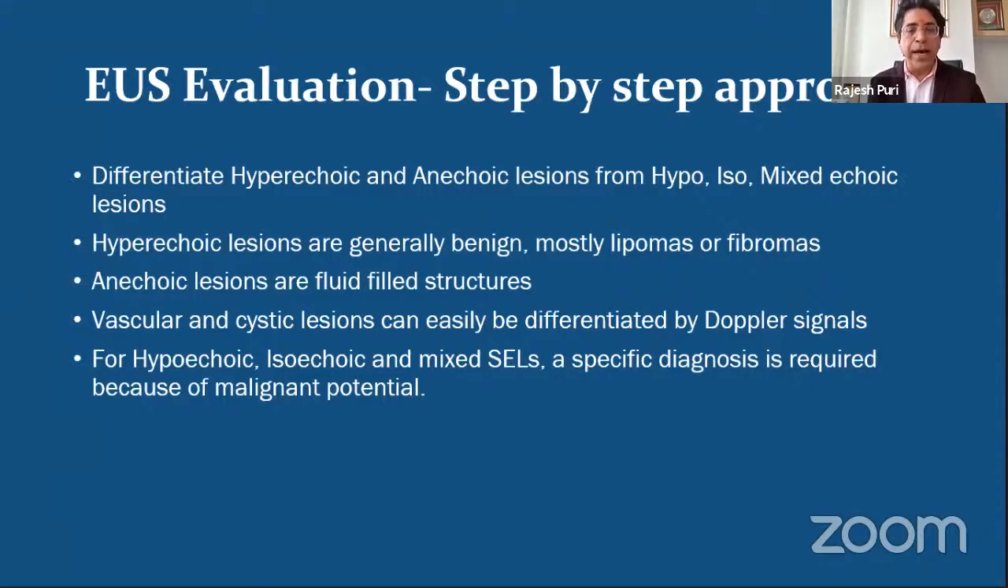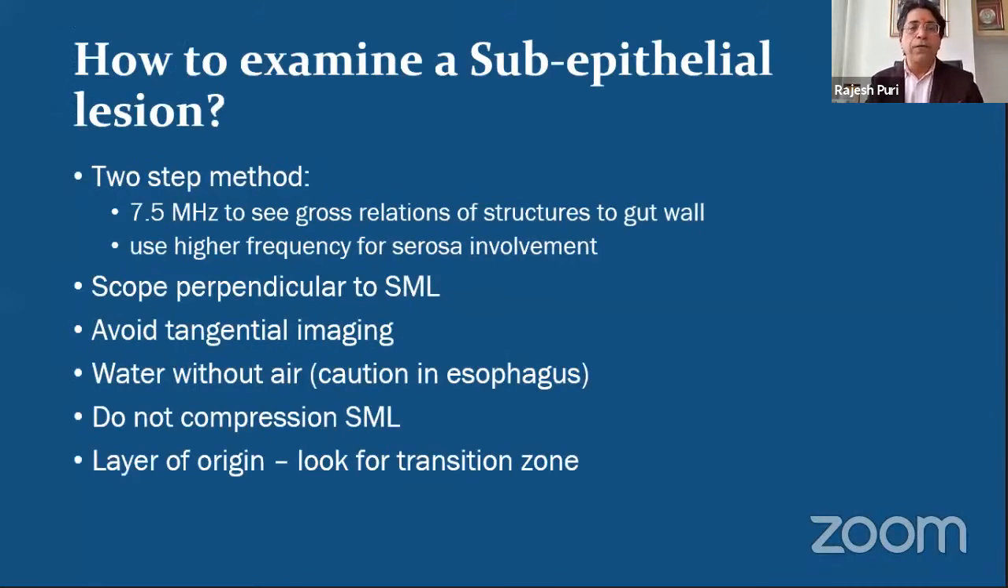For a hypoechoic, isoechoic, or mixed subepithelial lesion, the specific diagnosis is required because you want to rule out a subepithelial lesion, especially the GIST, which has malignant potential. These patients require a tissue diagnosis. Now, a few tips about how to examine the subepithelial lesion with endoscopic ultrasound.